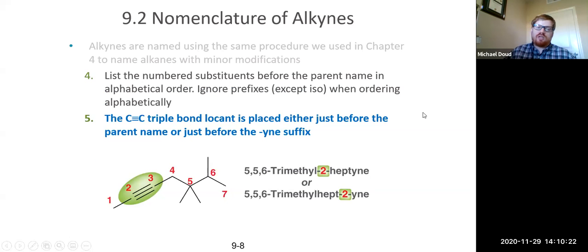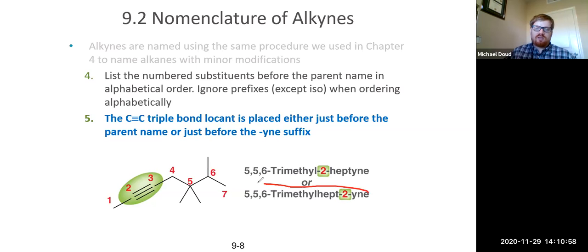Then finally, no trick here, you list the numbered substituents before the parent name in alphabetical order, and then you use that numbering scheme for the triple bond. So again, the preferred name is down here, 5,5,6-trimethylhept-2-yne. And it's totally fine on the exam if you get 2-heptyne, I'm not going to count it wrong on your final exam. But it's just something to keep in mind for next semester. It's better to get in the habit of using the lower one here.